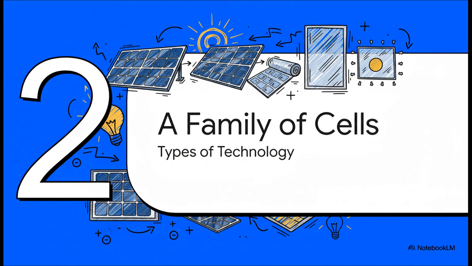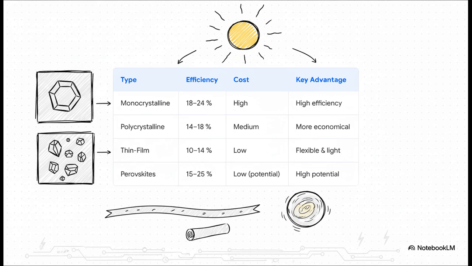Because that fundamental process has been engineered into a whole family of different solar technologies, each with its own strengths and weaknesses. This table gives us a great bird's eye view. The two most common types you see on rooftops are monocrystalline and polycrystalline. Mono is made from a single pure silicon crystal, giving it higher efficiency but also a higher cost. Poly is made from multiple crystals, which makes it cheaper but a little less efficient.